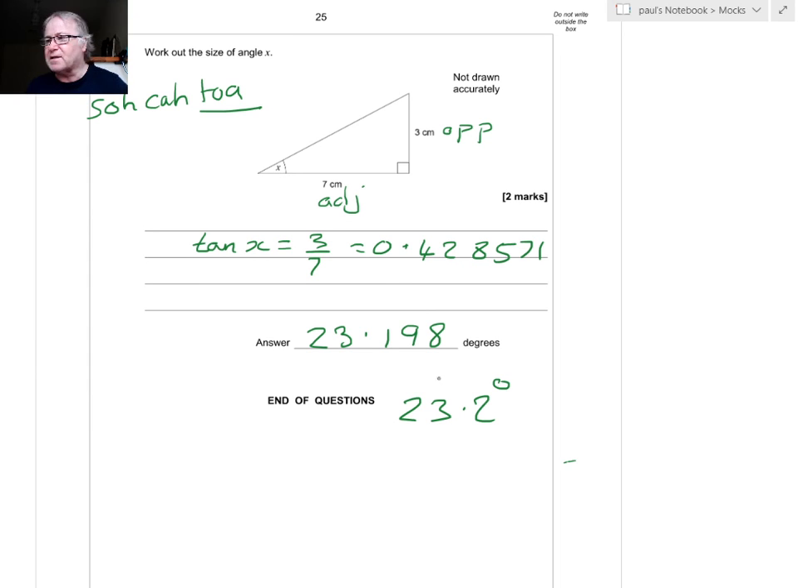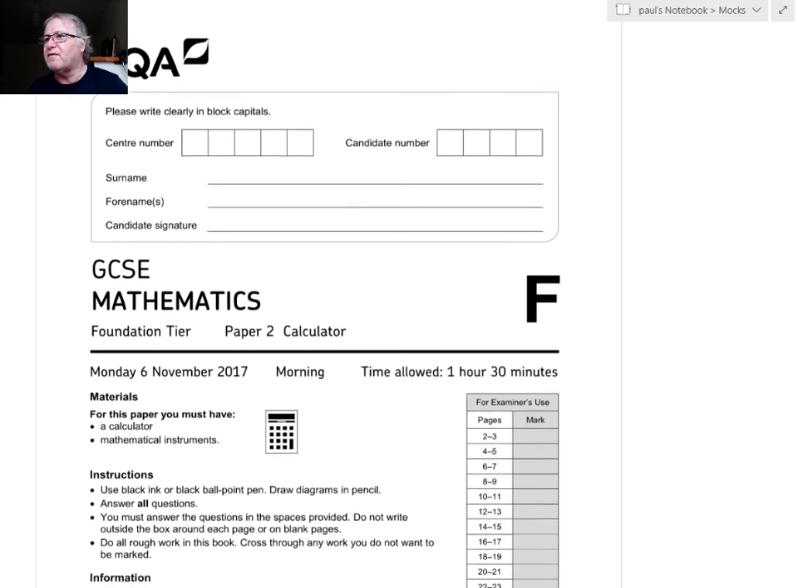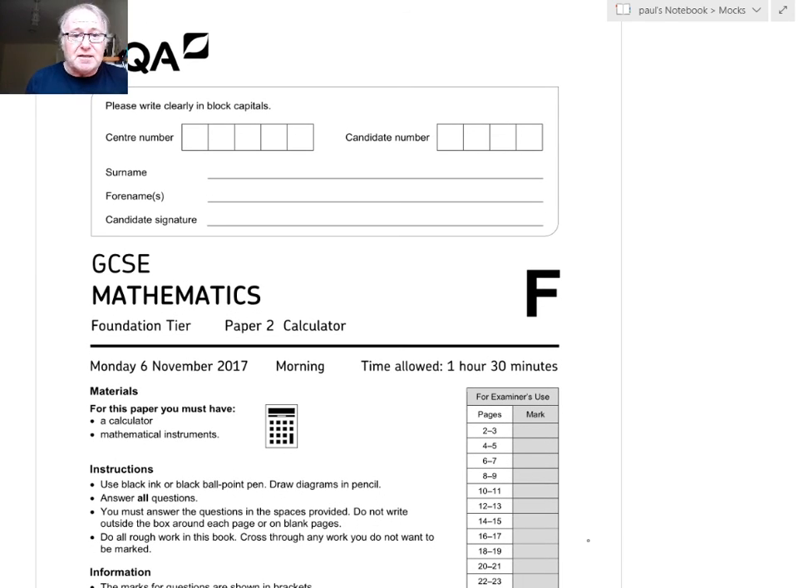Okay, so let's come back to the corner and go back up to see what we did. So it took me a few questions to get warmed up on that. I found the questions at the end easier than the questions at the beginning. That's because my brain wasn't working properly, I suppose. Right, there you go, that's a good one. So that was November 17 paper 2.